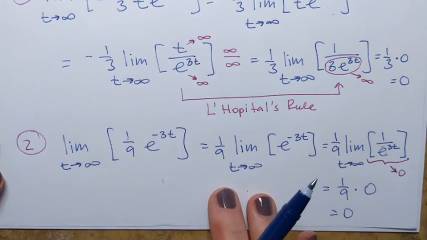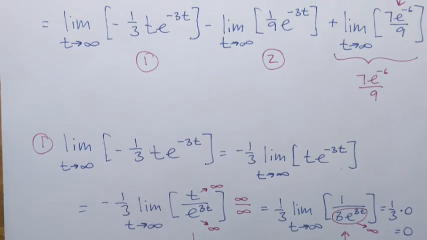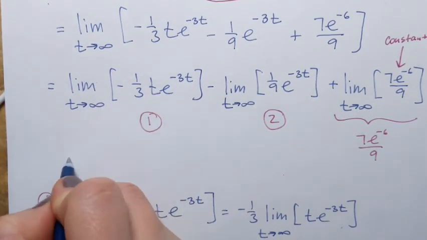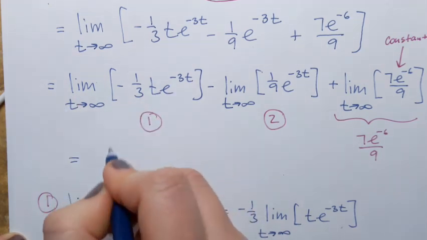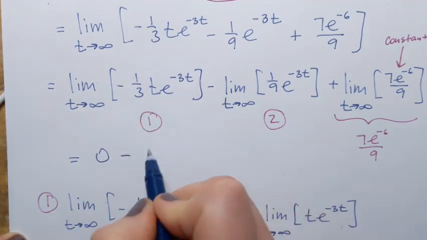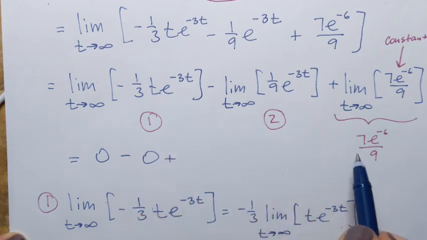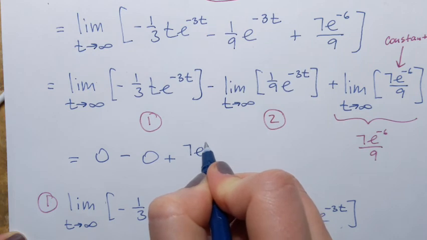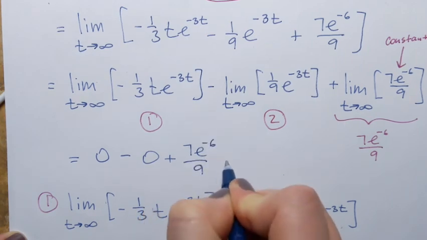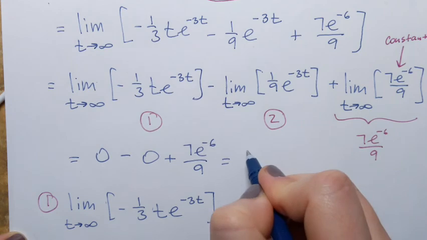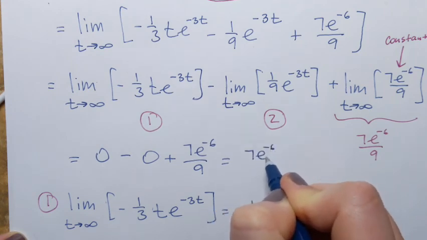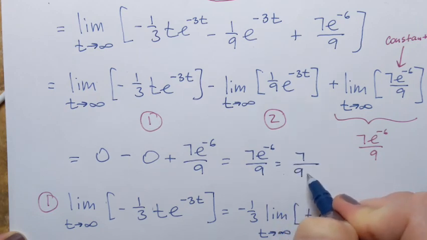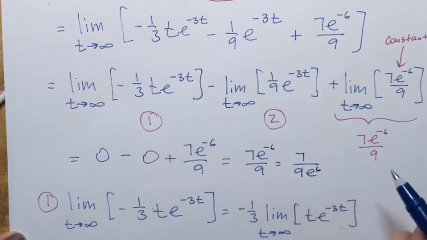Well, let's put it together. Let's see what we got. I'm moving back. That's what I had to find the limit of, right? For the first piece we got 0, minus the second piece we also got 0, and then plus the third piece, that was the constant. The limit of the constant is the constant, so 7e to the power -6 over 9. So as we can see here, the result is just 7 times e to the power negative 6 over 9, or you can rewrite it as 7 over 9 e to the power 6, either way.